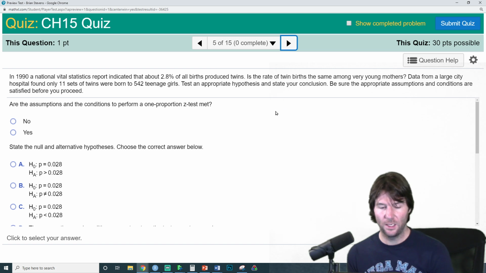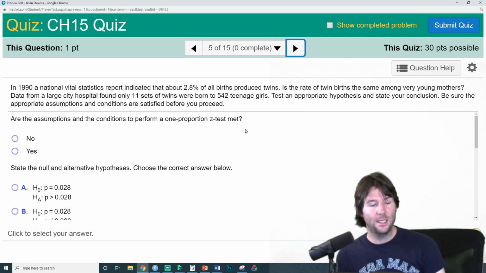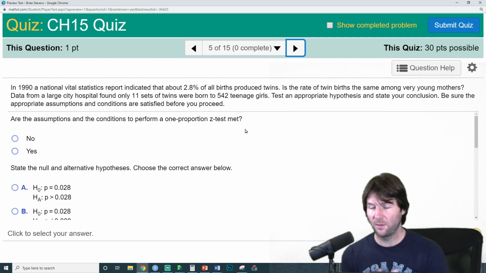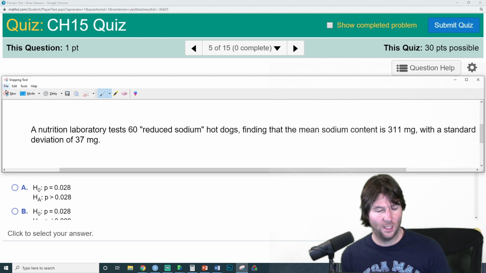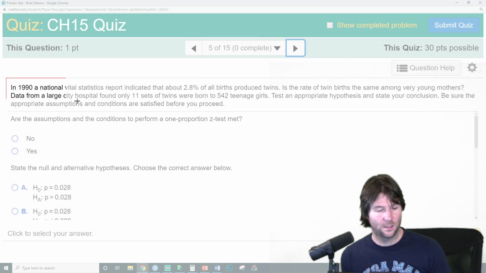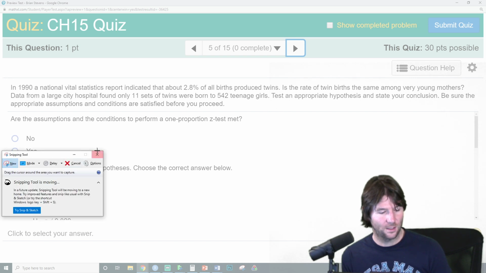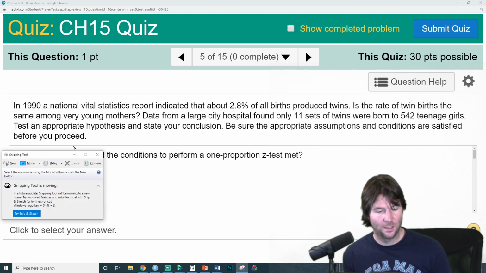We are finding, here we go, the pregnancy birth rate problem right here. In 1990, a national vital statistics report indicated that 2.8% of all births produce twins. Is this rate of twins the same among young mothers? They have 111 twins from these young mothers out of 542. So we're going to put these numbers in, and let's do it. There we go. Nice and easy to read.